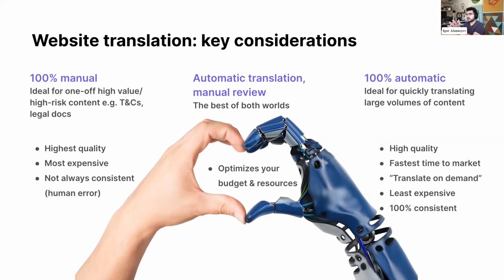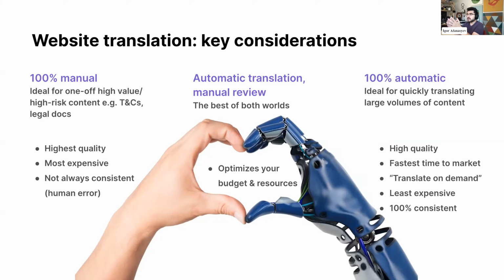Now you can go to a 100% automatic mode. If you have a high-volume website that you just want to make available to your visitors in their languages so they can understand what's going on, like technical documentation, etc., you can easily go with this 100% automatic mode. That still gives you high quality because we will be reusing translation memories and quality machine translation engines, but it's the fastest time to market and it's the least expensive.